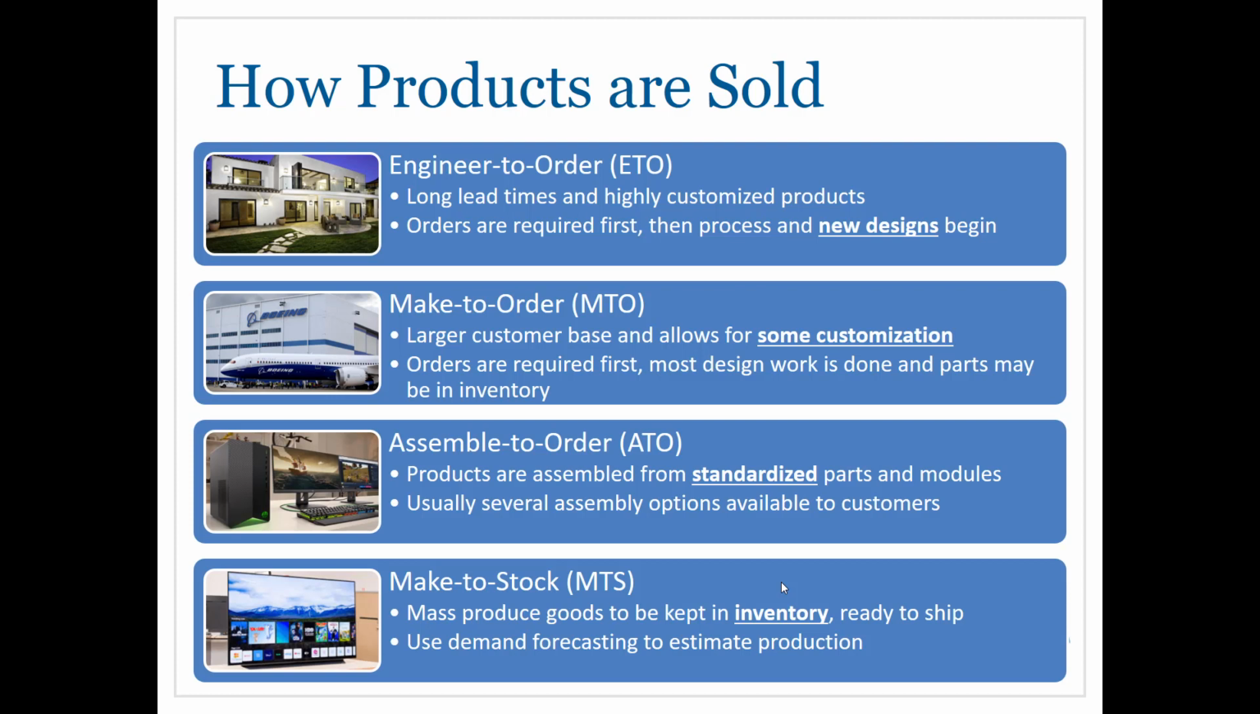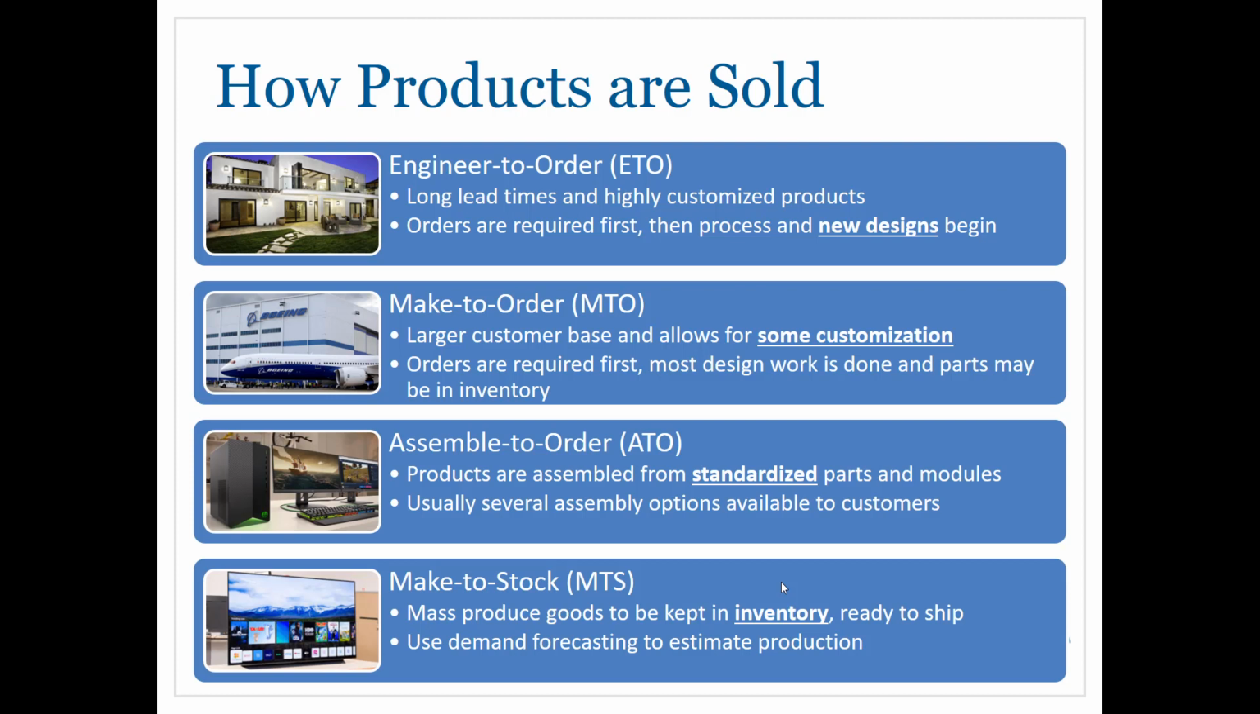The first approach is engineer to order, and it usually has very long lead times because it has highly customized products. So customer orders are needed first, and then the process and new designs begin. So it's like building something from scratch. Think building a custom home, for instance.